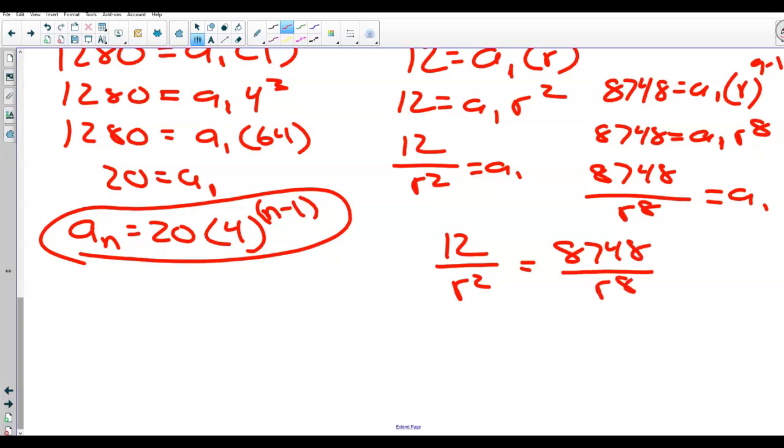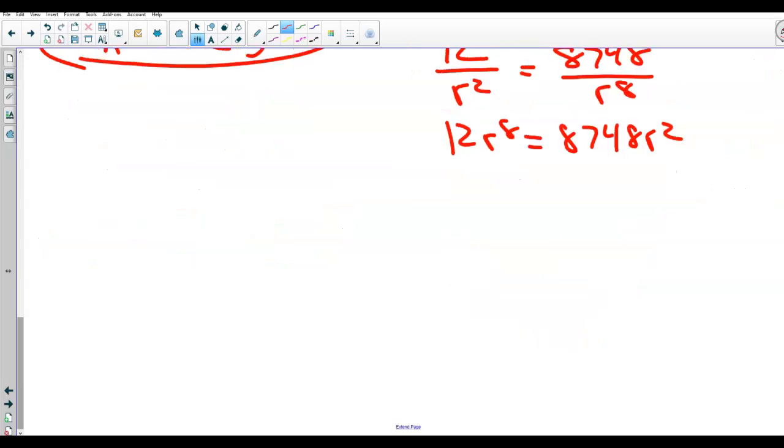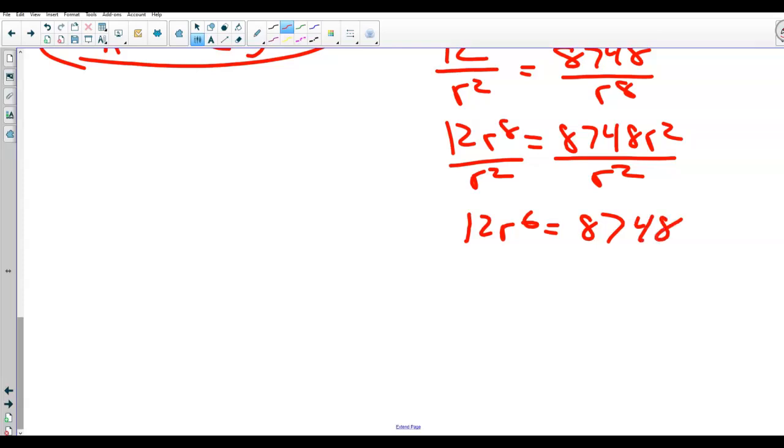We cross multiply. 12 r^8 = 8,748 r squared. We're dividing r squared on both sides. 12 r^6 equals 8,748. You divide 12 on both sides, 8,748 divided by 12, and you get r^6 = 729. My r is 3.